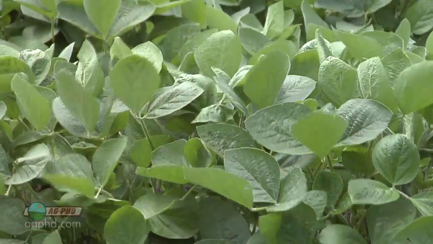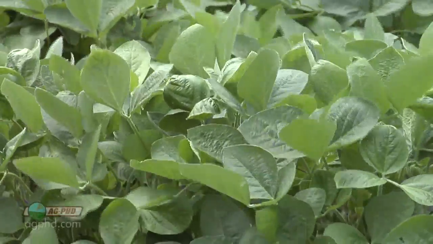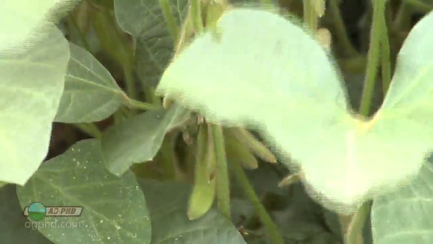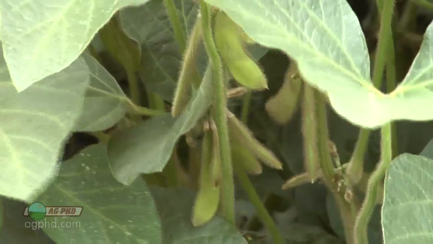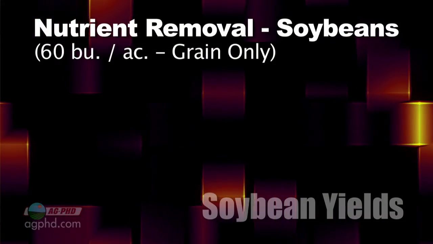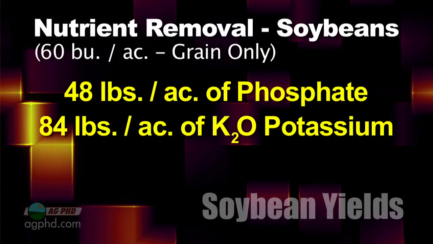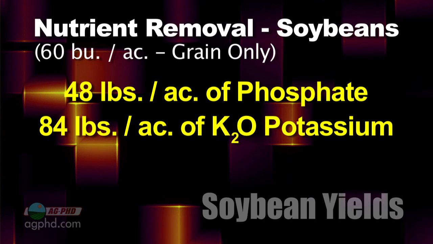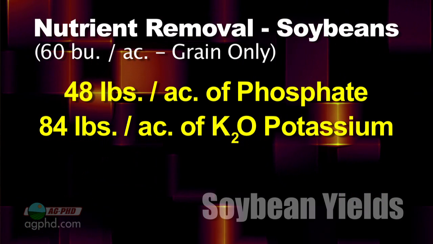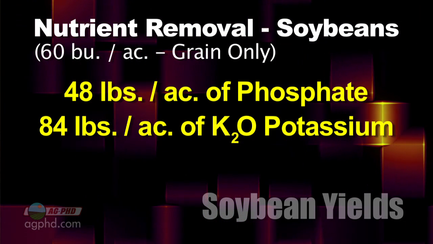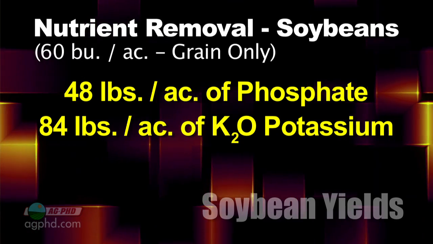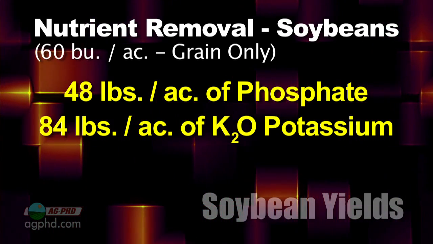Then when you look at the phosphorus and potassium needs of your soybeans, they are really high, especially that potassium number. It really shocks a lot of guys. If you're raising 60 bushel soybeans, you're actually removing 48 pounds of phosphate and 84 pounds of K2O potassium when you harvest that grain and take it off the field. Just for the grain only removal. So that's not what it takes to raise the crop. That's just grain only removal.